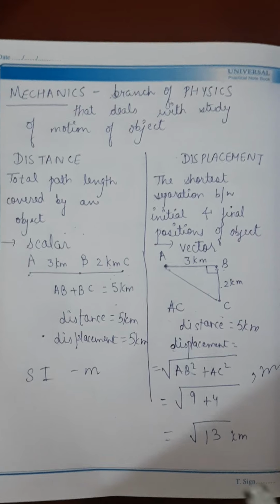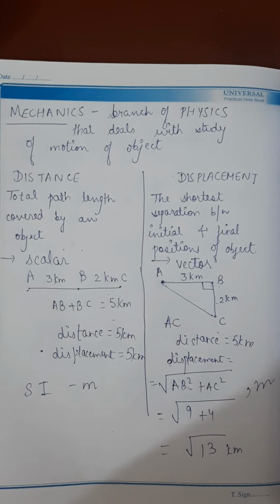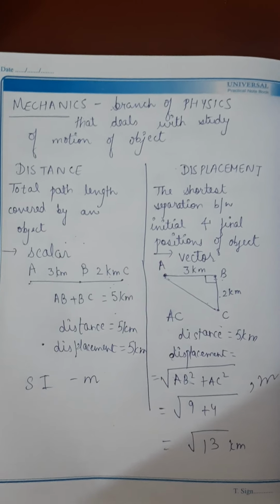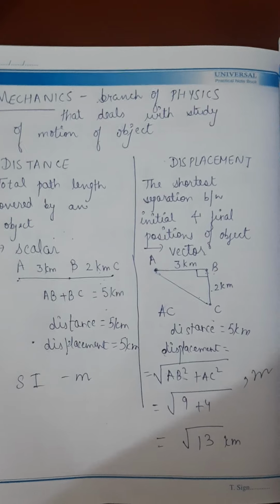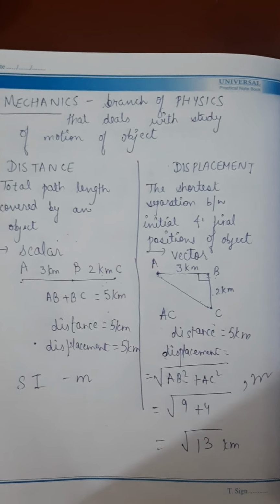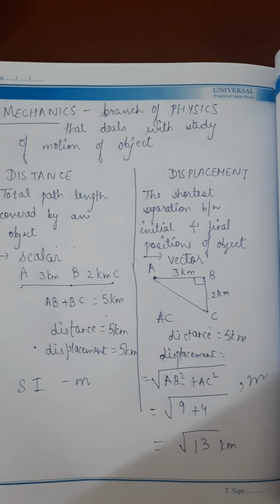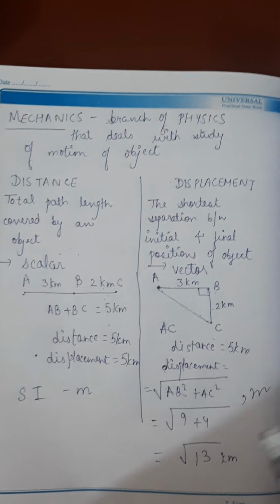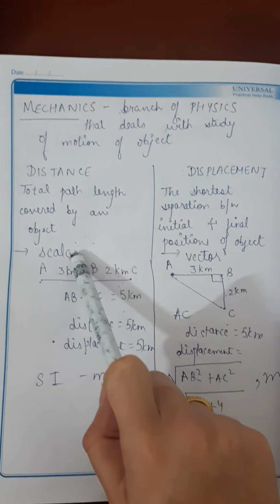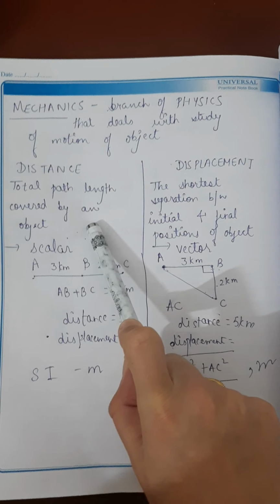So, next, mechanics. This chapter falls under the category of mechanics. Mechanics is basically the branch of physics that deals with the study of motion of objects. There are so many branches of physics which you will come to know later on. Now, coming to the difference between distance and displacement. Distance is the total path length covered by an object.